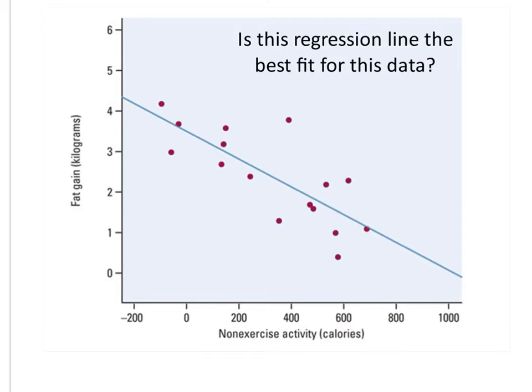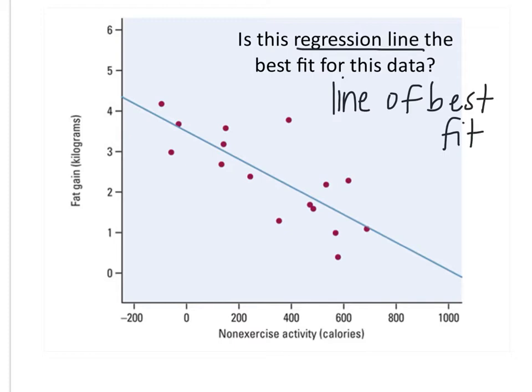So is this regression line the best fit for this data? Well, what is the regression line? The regression line is this blue line that's going through most of the points around the points of my scatter plot. You may have heard regression line also called line of best fit in Algebra 1.